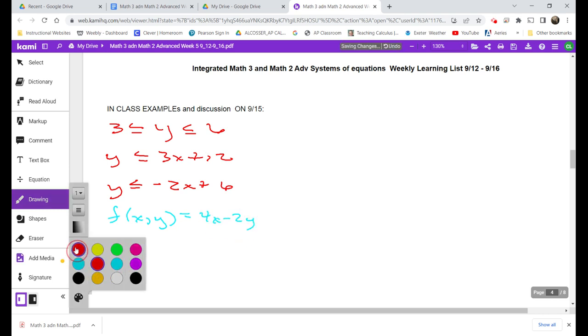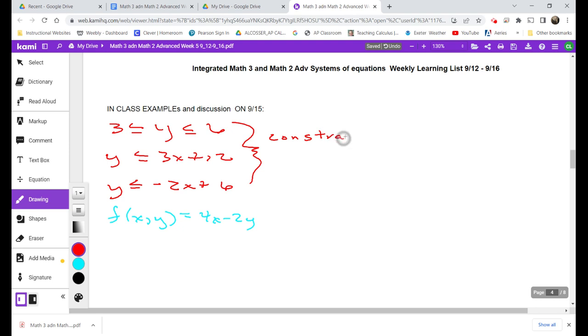So these in red are the constraints. Remember, constraints are what we call limits. These limit the function. That's an f function. So inequalities limit things. And then we're going to test this blue one.